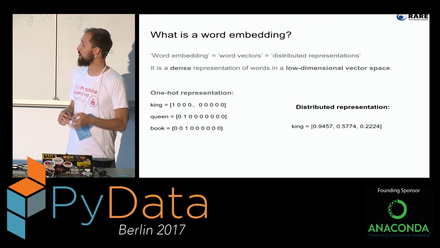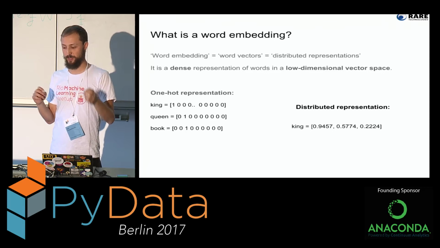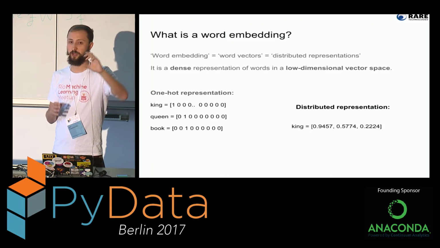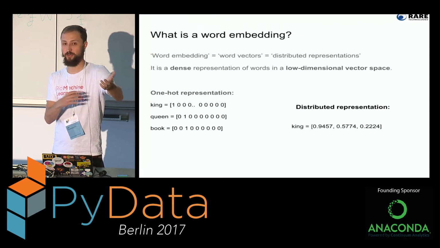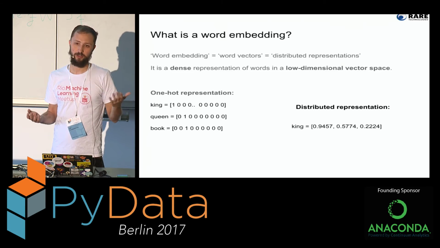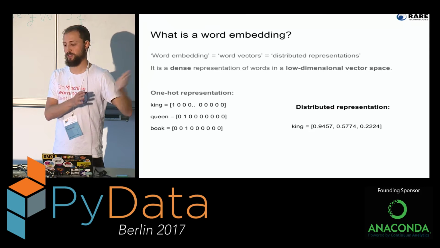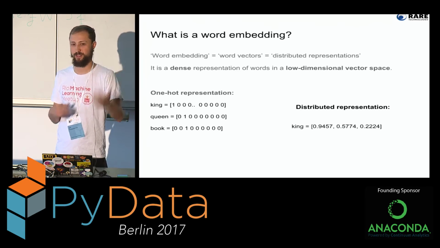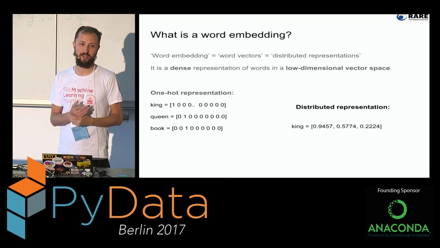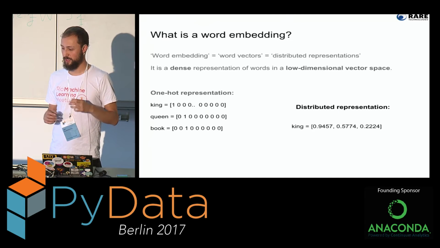And the most important problem with this is I don't see a relationship between king and queen. King and queen are related, more related than king and book, and I don't see that here at all. King has 1 in the first column, queen has it in the second, book has it in the third. There's no relationship information encoded here.